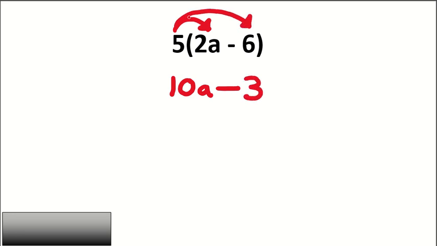Maybe try this one on your own. You could pause the video, see if you've written it correctly. On your mark, get set, pause. Did you pause it? Did you write it correctly? If you wrote it like this, 5 times 2a equals 10a, then brought the subtraction sign down, and then 5 times 6 equals 30, then you did it correctly.